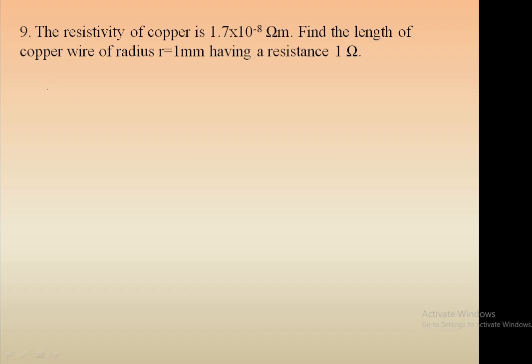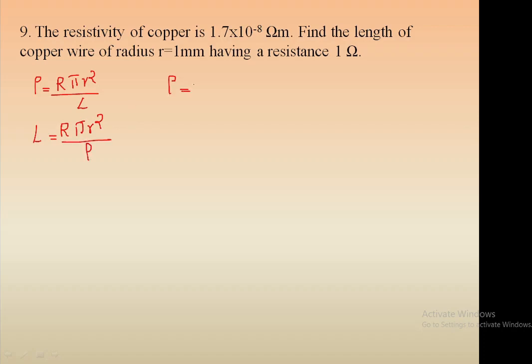We know the expression for the resistivity: rho is equal to R into pi r square by L. From that, L is equal to R into pi r square by rho.